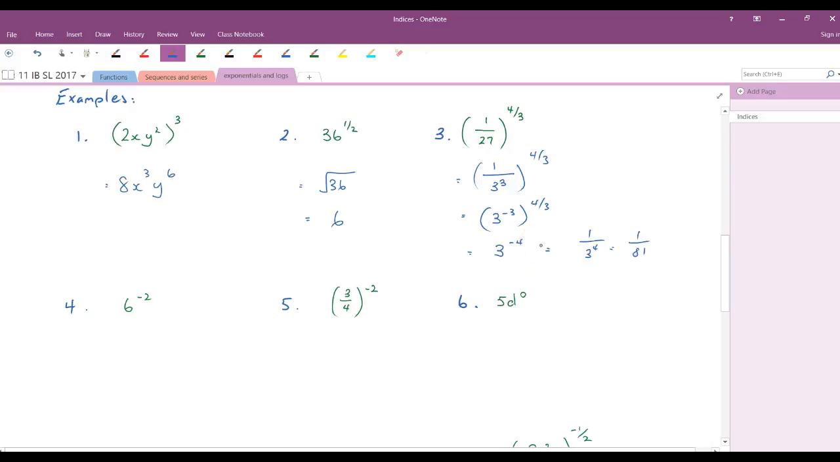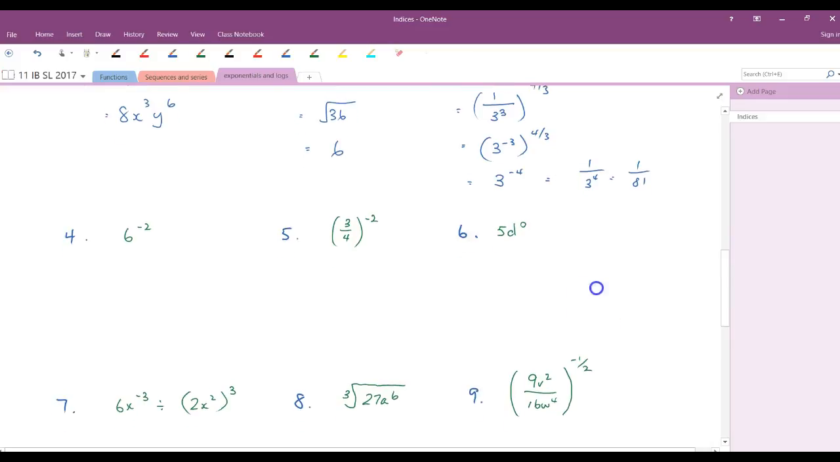Three or 4 steps there to get through to the end, but you could have done that a different way. You could have taken the cube root, because this 3 here means cube root. Take the cube root of that. Now the cube root of 1 over 27 is 1/3. You might have noticed that. Then raise 1/3 to the power of 4 to get 1 over 81. That would have been okay as well.